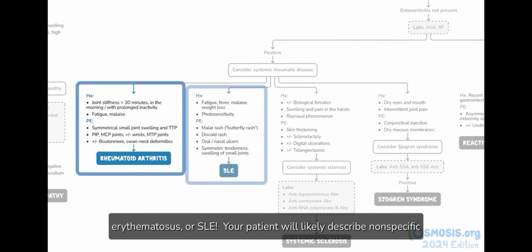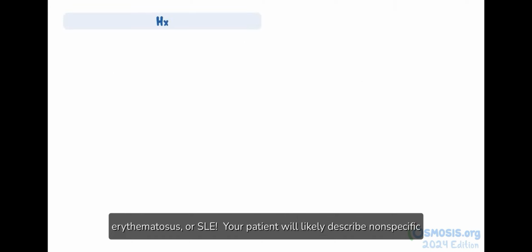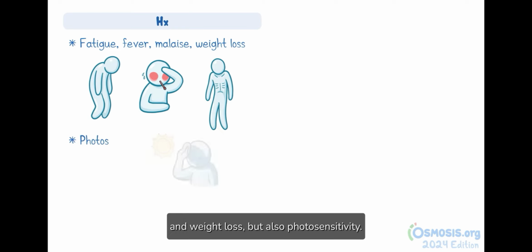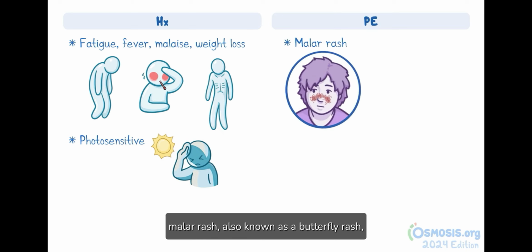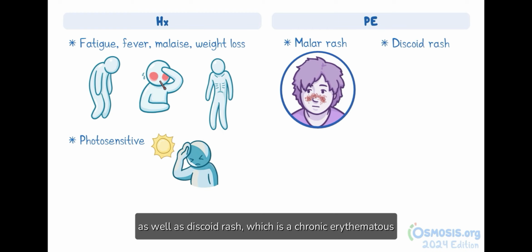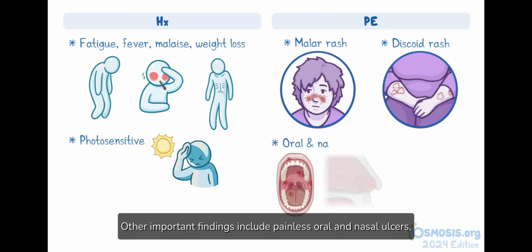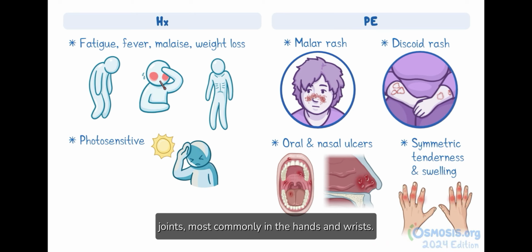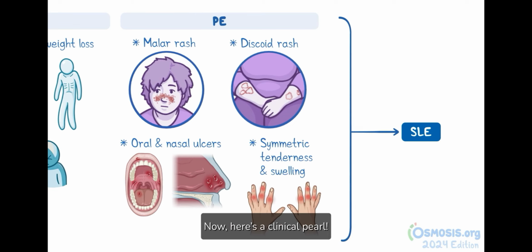Moving on to systemic lupus erythematosus, or SLE. Your patient will likely describe nonspecific systemic symptoms like fatigue, fever, malaise, and weight loss, but also photosensitivity. Additionally, the physical exam may reveal a classic malar rash, also known as a butterfly rash, as well as a discoid rash, which is a chronic erythematous rash in sun-exposed areas like the arms and legs. Other important findings include painless oral and nasal ulcers, as well as symmetric tenderness and swelling of the small joints, most commonly in the hands and wrists. These findings are highly suggestive of SLE.